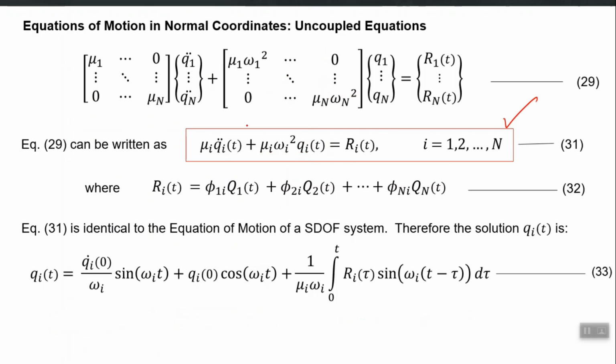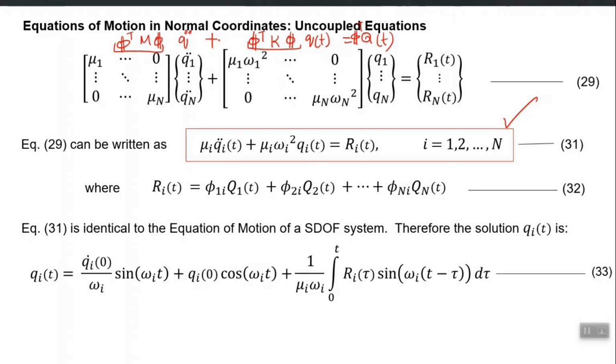So here you can see this is actually what? Capital Phi transpose into M into capital Phi times Q double dot vector, plus capital Phi transpose into K into capital Phi into Q of T vector is equal to capital Phi transpose into P of T vector. So there is no damping term here. This product we write as a diagonal matrix because of orthogonality. This product we write as a diagonal matrix because of the orthogonality.